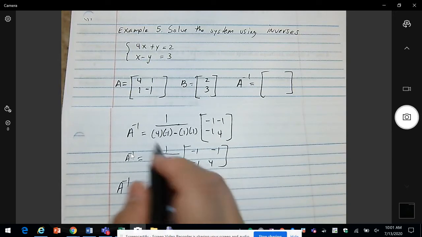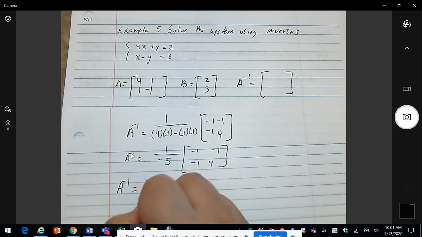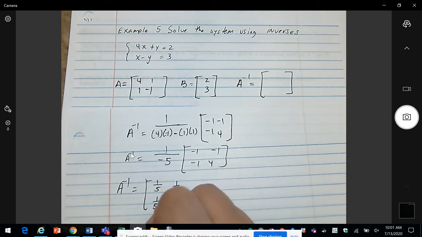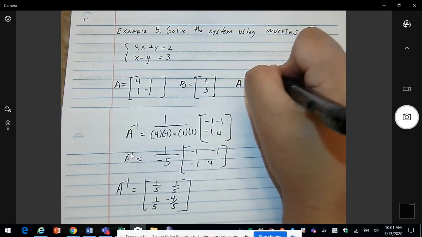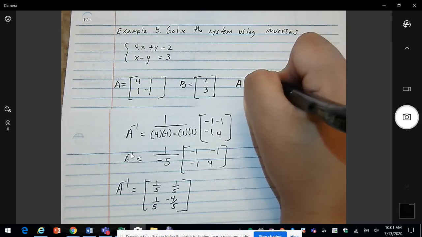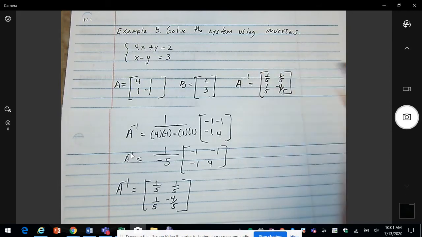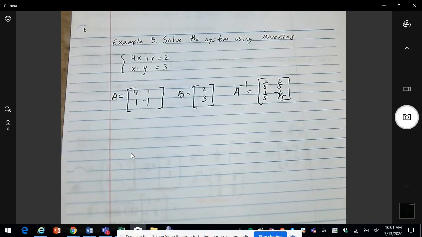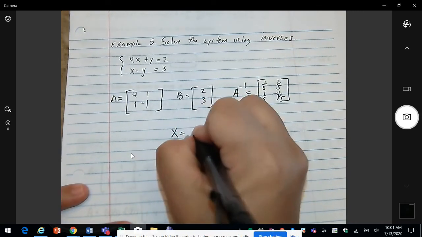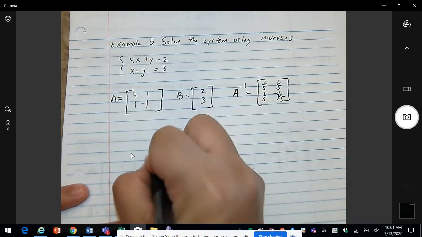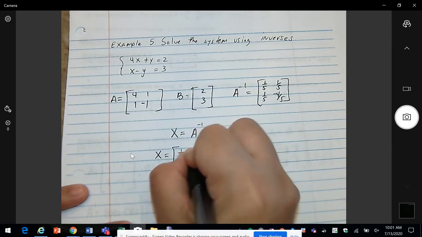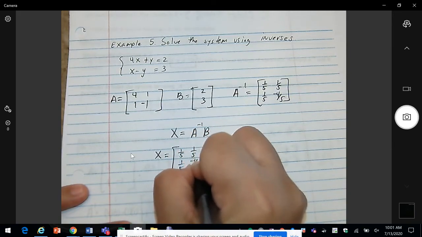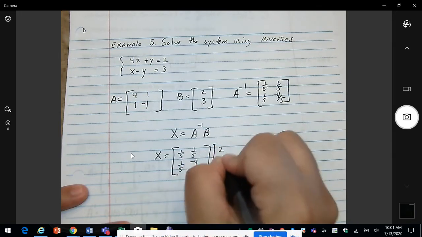Multiply -1/5 into the matrix. So we get positive 1/5, positive 1/5, positive 1/5, and -4/5. Okay, so my inverse is 1/5, 1/5, 1/5, and -4/5. Once you have your inverse, then to solve the system, we're going to multiply our inverse times the matrix B. So my inverse here is 1/5, 1/5, 1/5, and -4/5 times B, which is 2, 3.